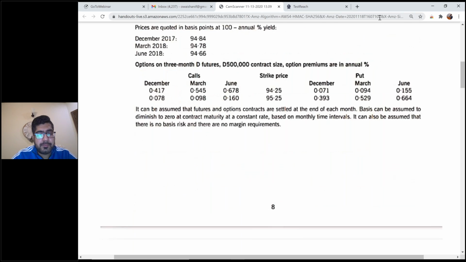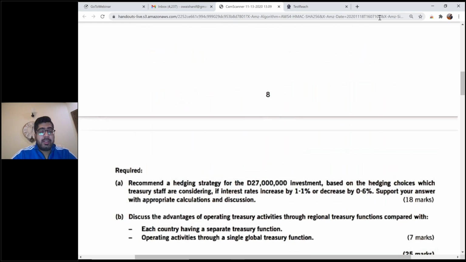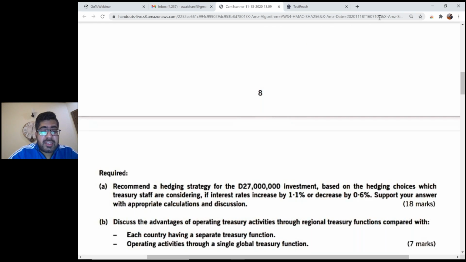And the requirement 1. Recommend a hedging strategy for dinar 27 million investment based on hedging choices which staff are considering. Staff are considering 3 hedging choices: FRAs, futures, options. So recommend a hedging strategy for 27 million investment if interest rates increase by 1.1 or decrease by 0.6. So you have to work on both ways, if interest rates increase or decrease. That's why in the formats I was always telling you that there are 2 cases: increase, decrease. Support your answer with appropriate calculation and discussions.